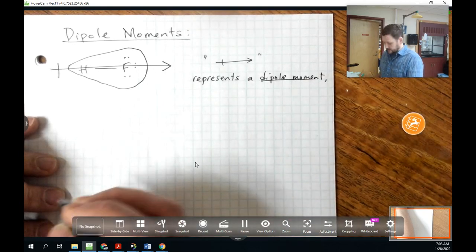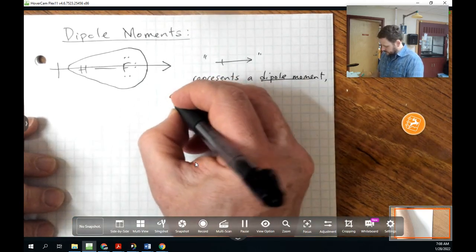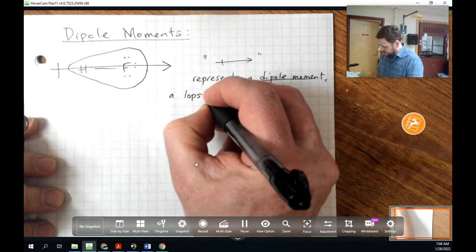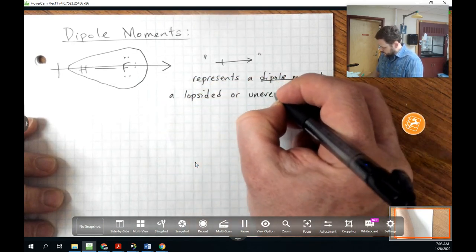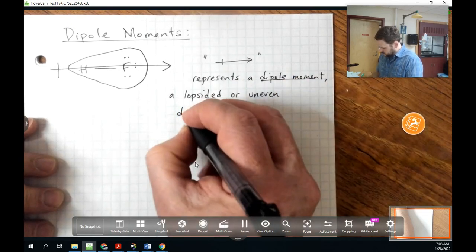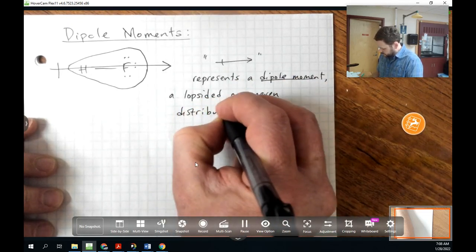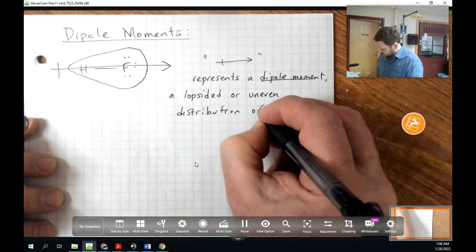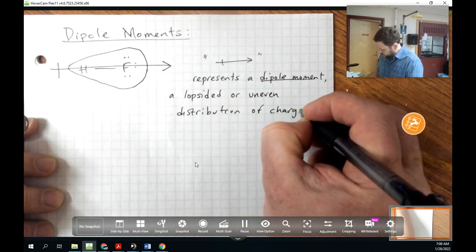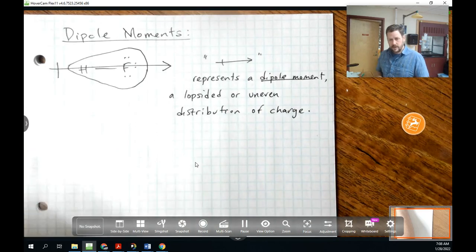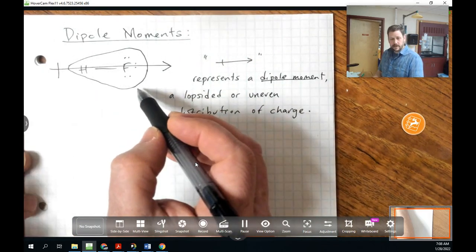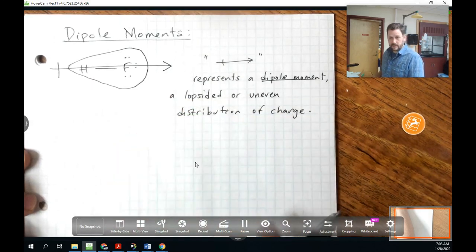And a dipole moment is essentially a lopsided or uneven distribution of charge. So the electron density is concentrated on the right-hand side of the molecule.